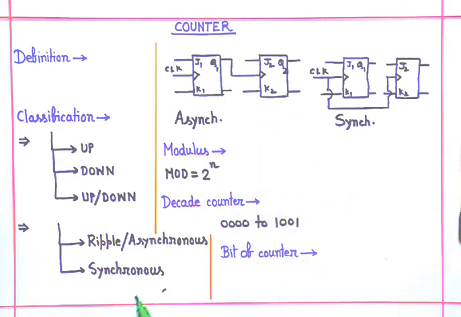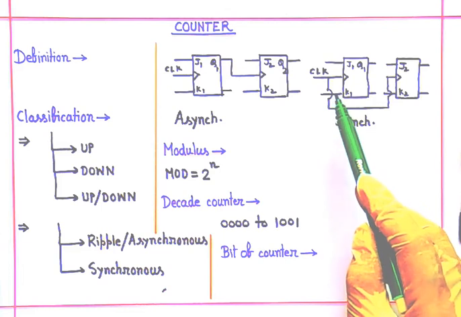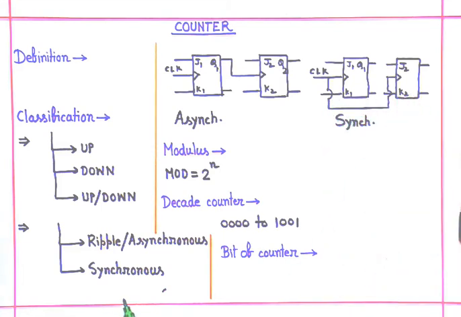Okay. Now what is synchronous counter? In case of synchronous counter, same clock is applied to both the flip-flop. That is the simple difference between asynchronous counter and synchronous counter.